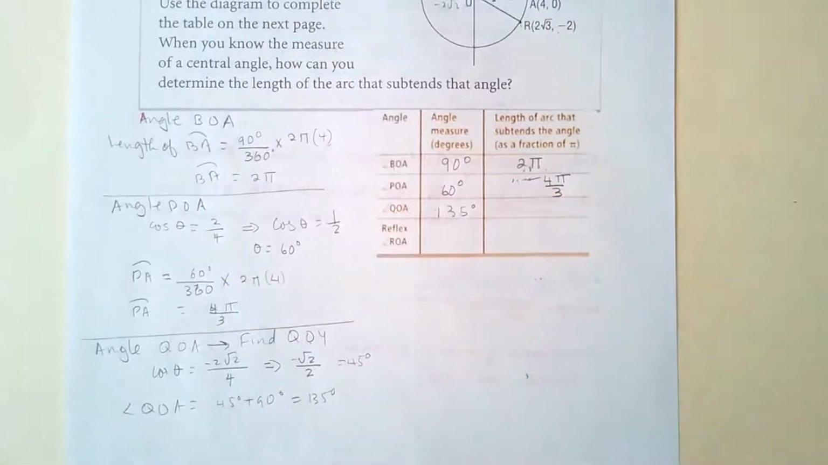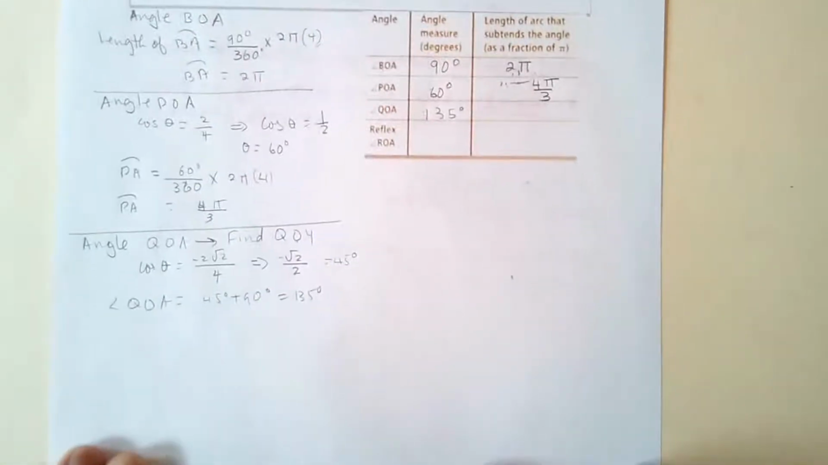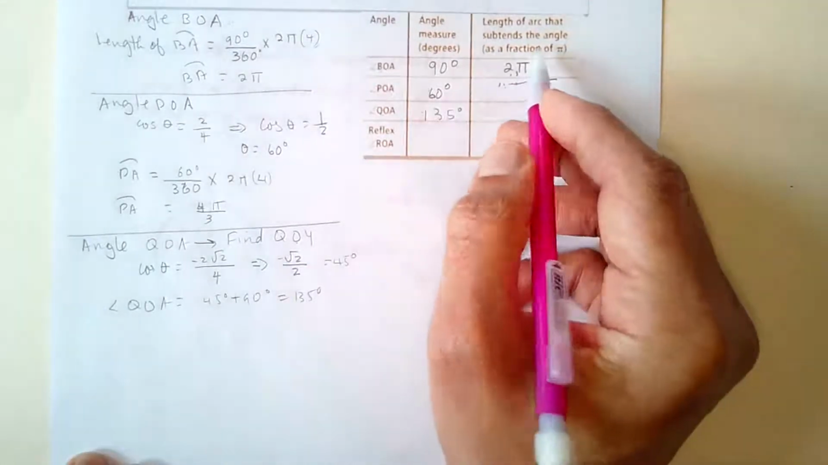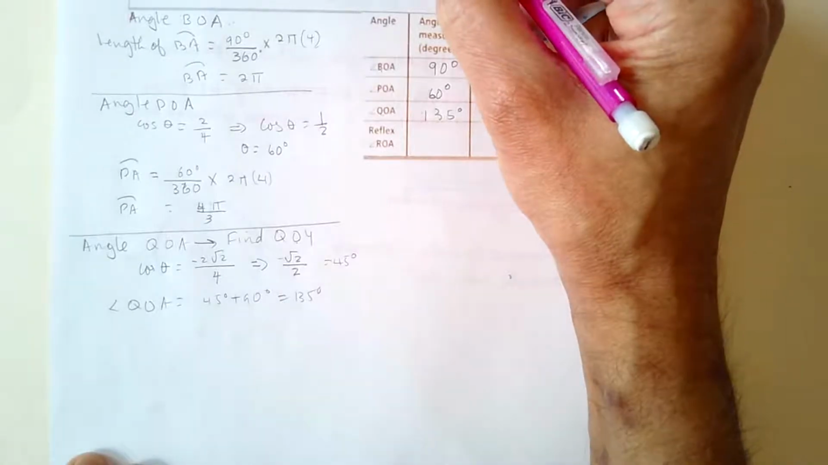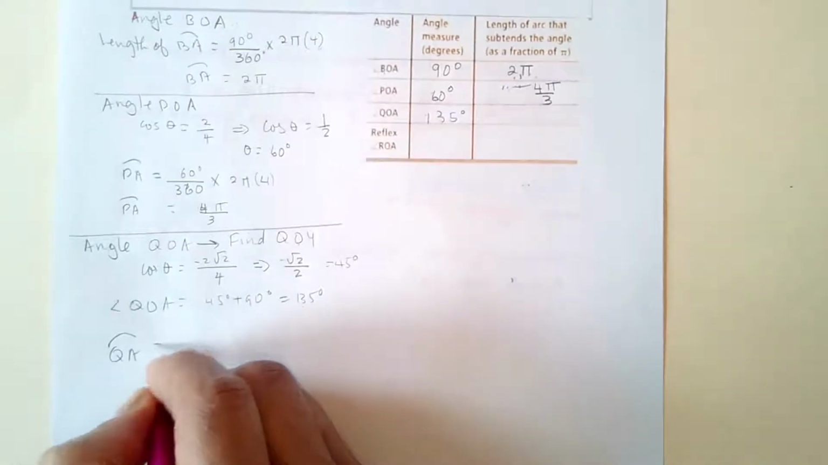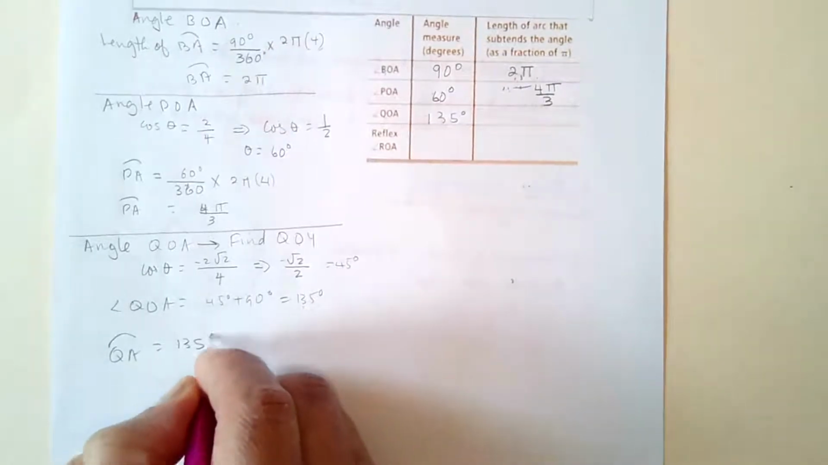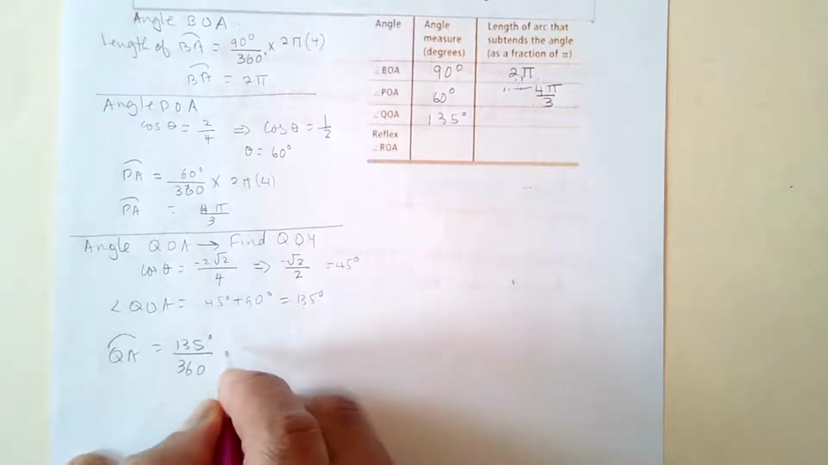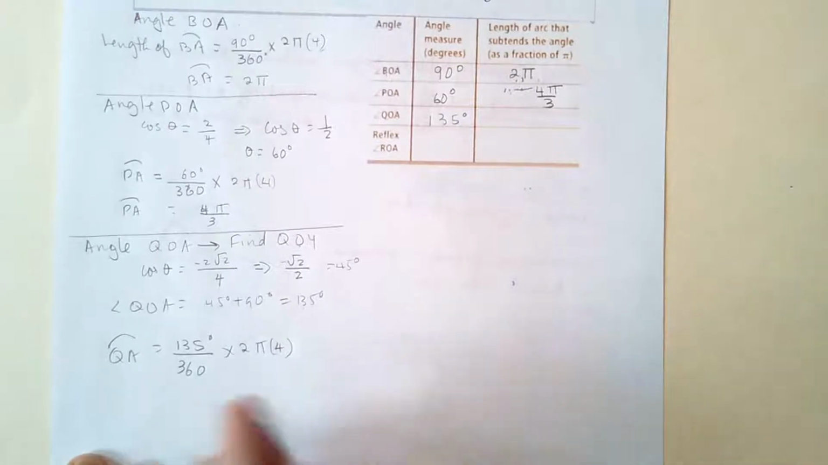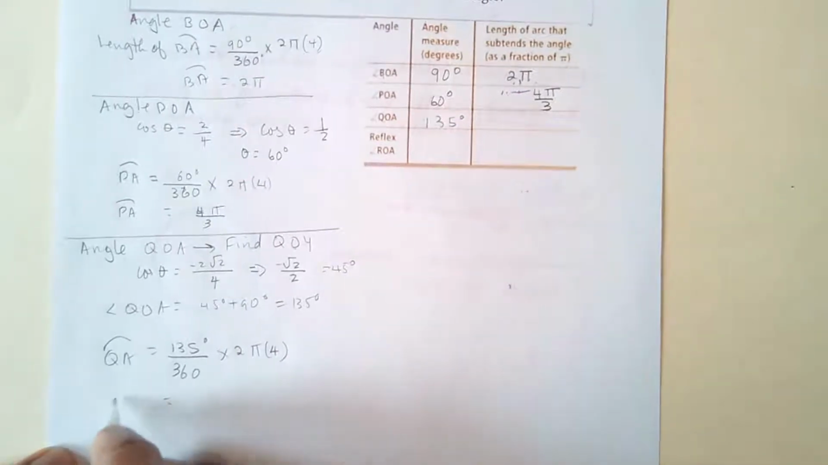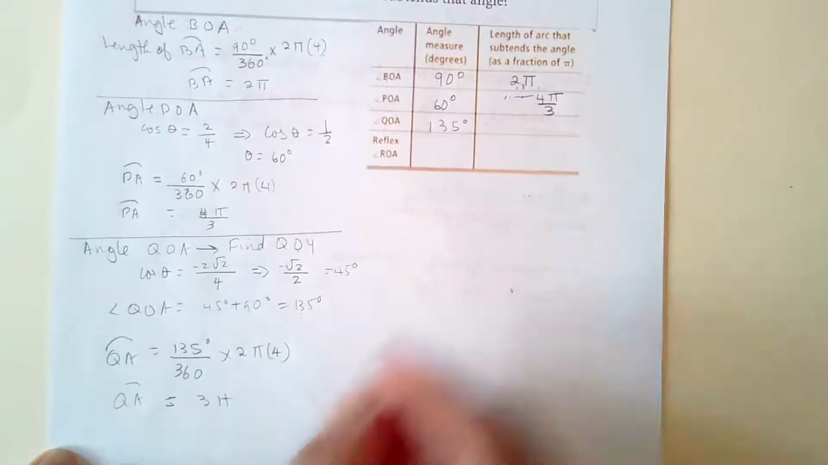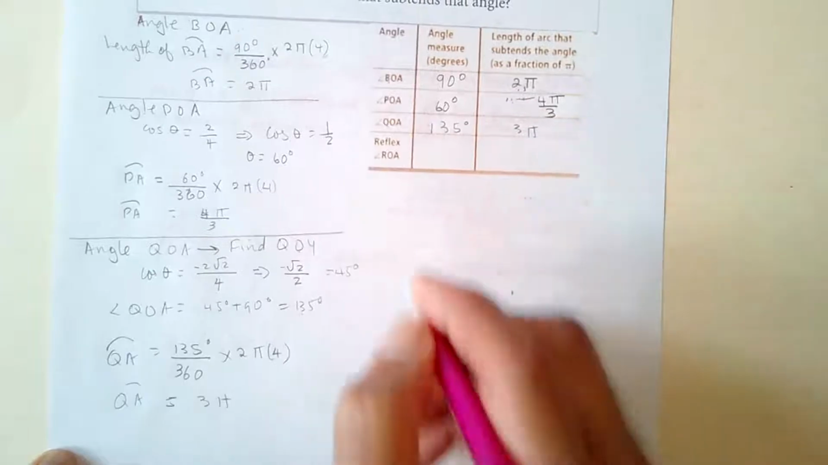Now we have our angle, and we need to find our arc length for QA. So arc length QA is equal to 135 degrees over 360 multiplied by 2 times pi times 4, the radius. So QA is equal to 3 pi. So here we have 3 pi here.